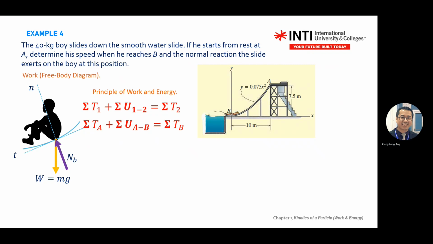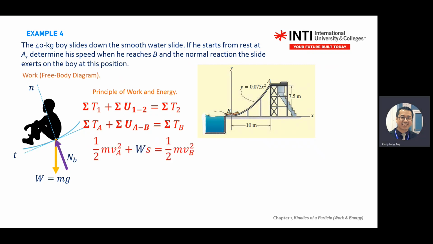What is the work done from A to B? How many forces do you have? Two forces: normal and weight. Both slide from A to B. What is the distance traveled? Okay, you need to find it. The point of interest is the butt, the contact surface. How far the butt has traveled from A to B. Then for the kinetic energy at B, you need to find the speed when you reach B.